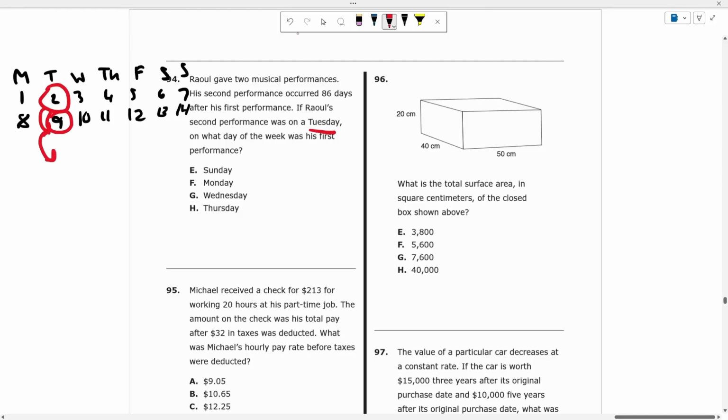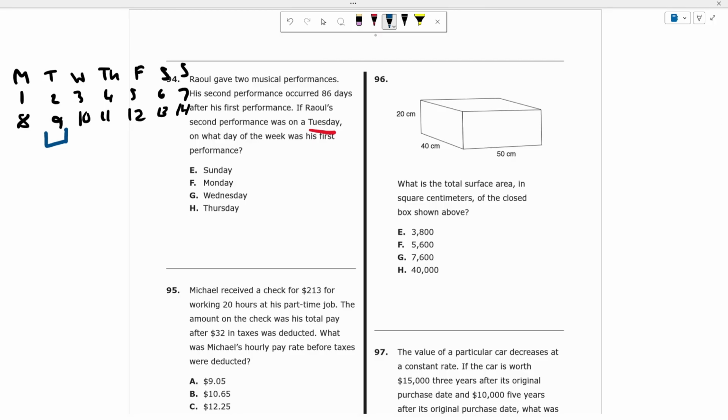So if you add 7 to a day, or you go a week from a day, you're going to end up on the exact same day. And the same thing goes if you're going back in time. For example, if you go a week ago from Tuesday, you're still going to end up on a Tuesday. Okay, so that's a very important concept here. Because if Raul's second performance was on a Tuesday, let's just say it was on the 9th, and we're trying to say on what day of the week was his first performance.